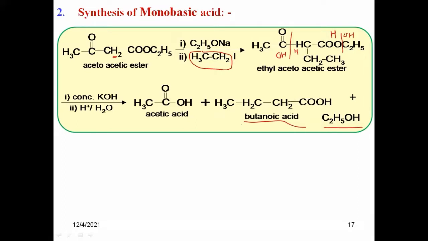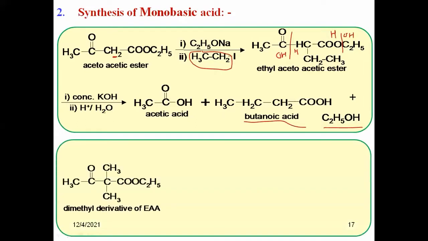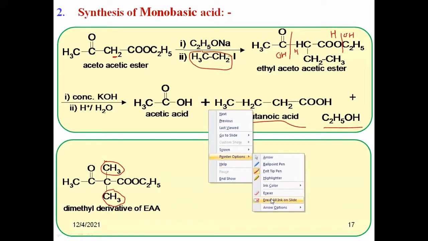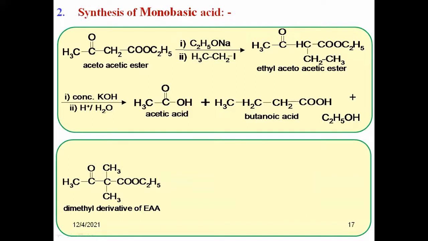Now let us see one more example. This is the dimethyl derivative of acetoacetic ester. How is that dimethyl derivative prepared? Ethyl acetoacetate is treated with sodium ethoxide and excess of methyl iodide. One by one, both the hydrogen atoms of the methylene group, इथले दोन्ही hydrogen, they are replaced by methyl group, and we get the dimethyl derivative of ethyl acetoacetate.